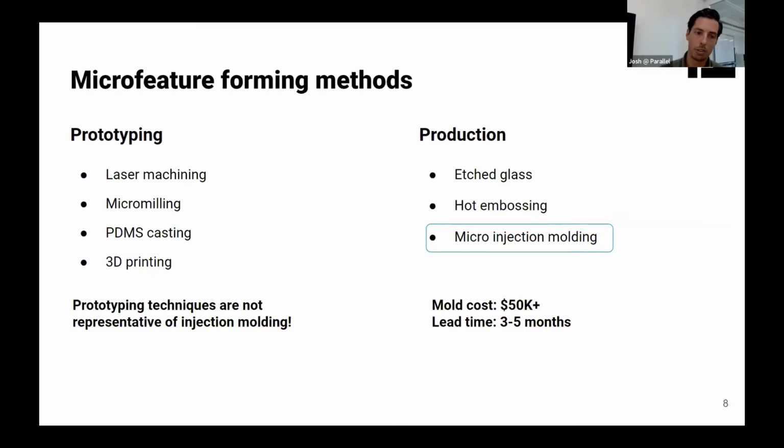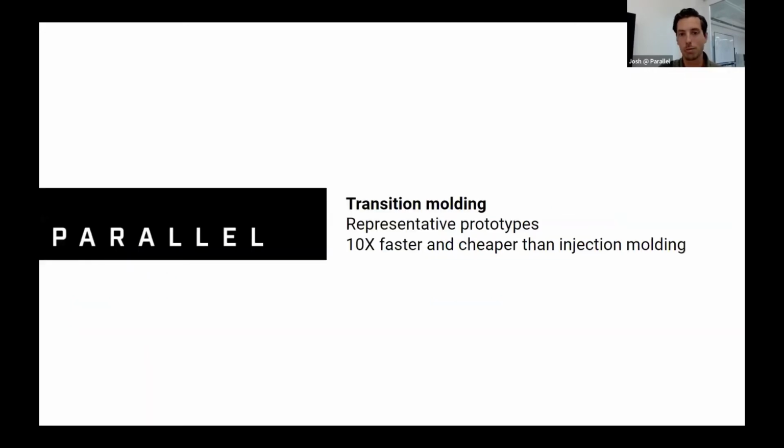Or for PDMS, for example, the materials are so different that they're not a good representation of the high volume thermoplastic injection molding process. And when you eventually iterate through your design in PDMS and then try and make the switch to injection molding and to thermoplastic specifically, you can encounter all sorts of changes in the way your device performs, which leads to a variety of problems. And so that's our goal at Parallel, is to really try and fix this gap between prototyping and production.